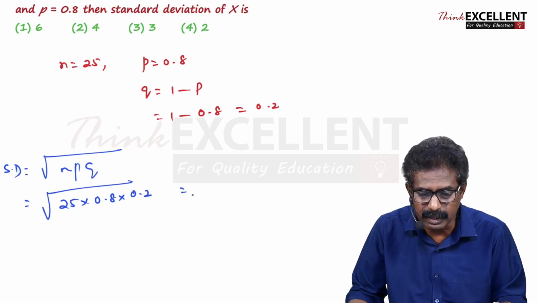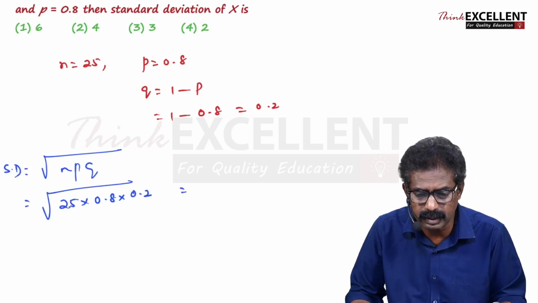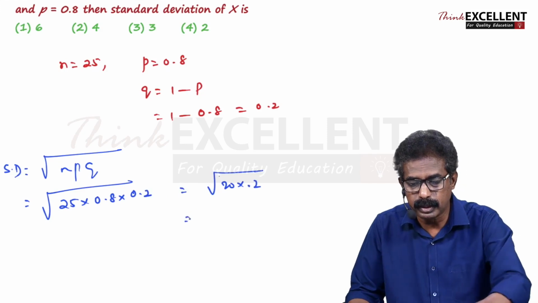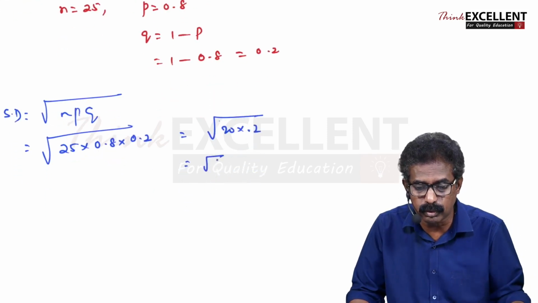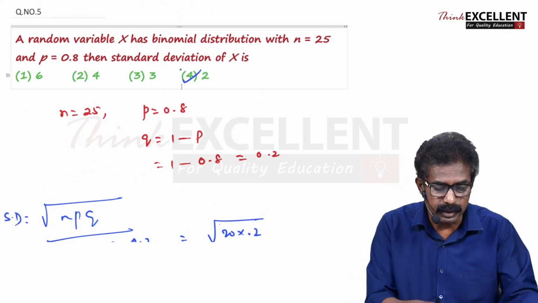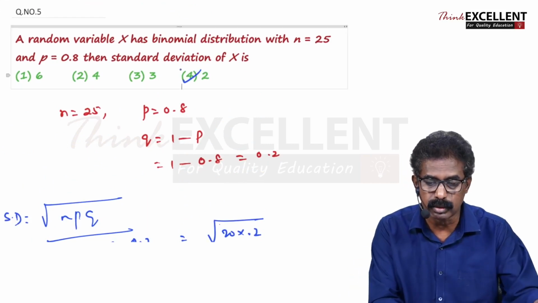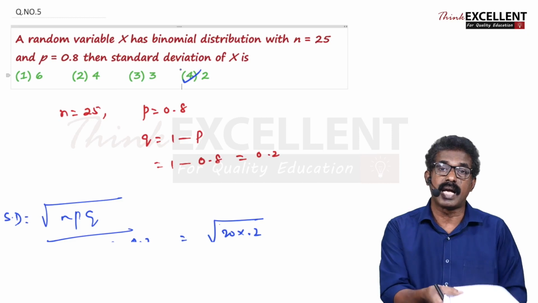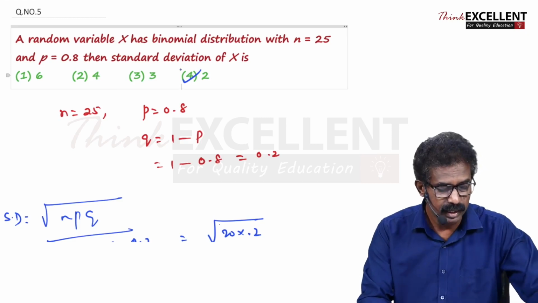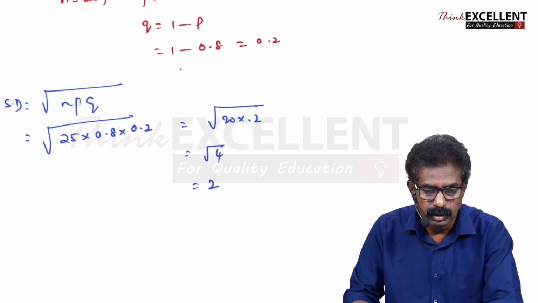If you multiply 25 into 8, you get 200, so 20 into 0.2. 20 into 2 is 40, shift one digit, root 4. So your answer is 2. That is option number 4. So read the question very carefully, whether they asked standard deviation or variance. In this case they asked to find the standard deviation.